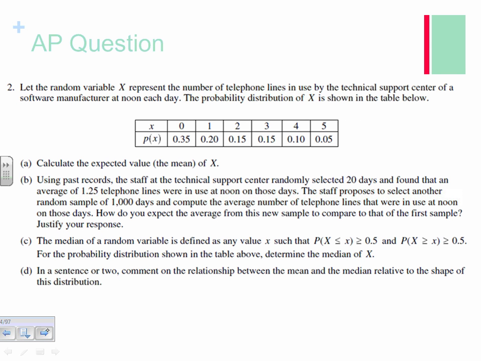Okay. Yay, an AP question. I would really like you to see how you would do on this old AP question. It gives us a probability distribution in a table, and it wants us to calculate the expected value of X, where X is the number of telephone lines used in the technical support center of a software manufacturer at noon each day. So see how you do. If you want to pause.